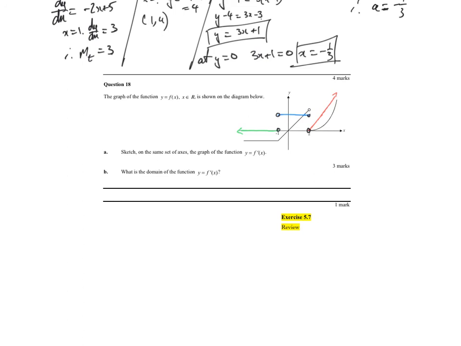What is the domain of the function y equals f dashed of x? Well, that's almost a continuation of that question, isn't it? We've got x as an element of R, so all of these functions continue. So the domain of f dashed of x is pretty much R, except for a couple of points, -1 and +2. They're the only two points that my derivative isn't defined at. All right, job done.